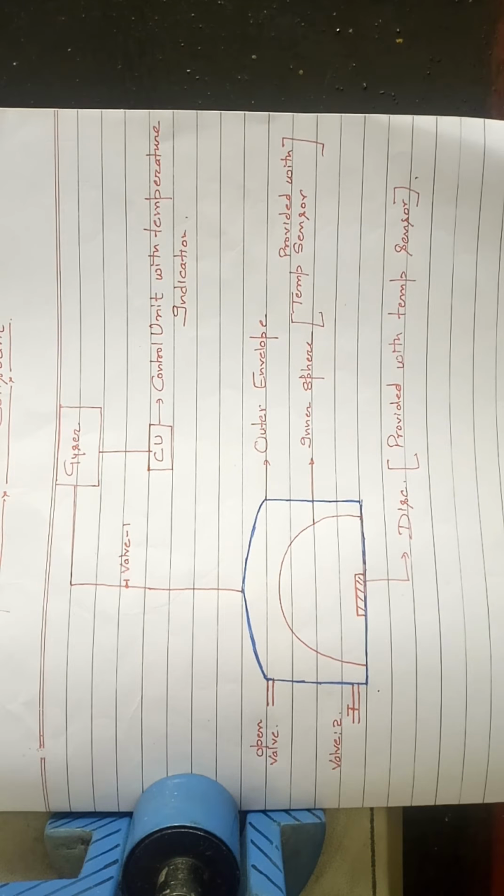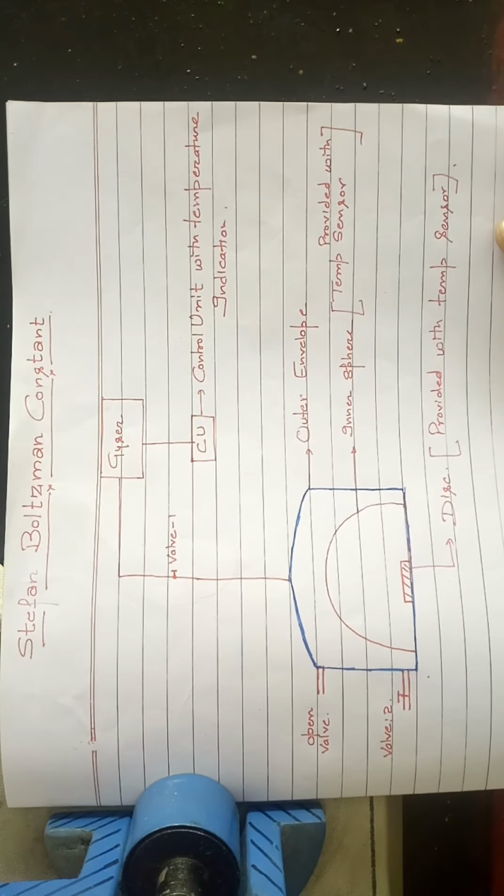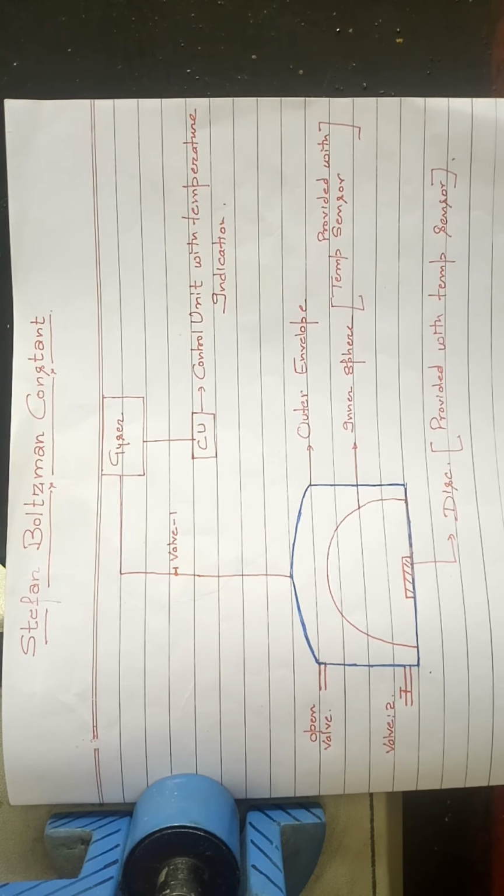Hello students, today we will perform an experiment that is determination of Stefan Boltzmann constant. The actual value of Stefan Boltzmann constant is 5.5 into 10 raised to power minus 8. But how can you determine it with the help of experiment? So the apparatus is provided in heat transfer lab. We will perform the experiment and find out this value of Stefan Boltzmann constant.